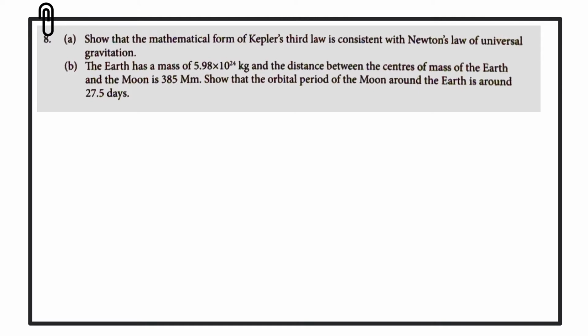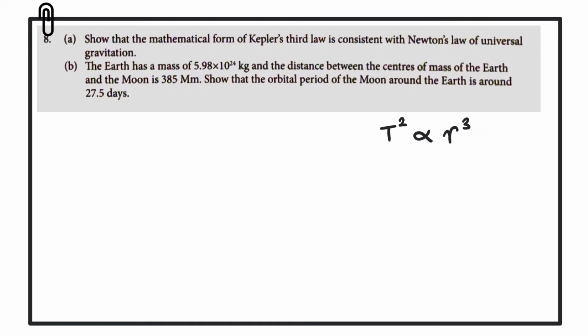Kepler's third law states that the square of the period of revolution of the planets about the Sun is directly proportional to the cube of their mean distances from it. So what they're saying there is that T squared, T being the time period of the planets around the Sun, is directly proportional to their distances from the Sun, and we use r to denote that, and that is r cubed.